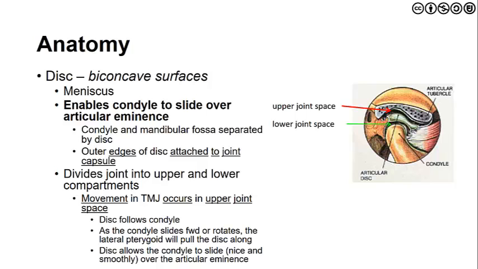The movement then occurs in the upper joint space. Lower joint space, not a whole lot. But the disc is going to follow the condyle. So as you open your mouth, the condyle is going to slide forward and rotate. And the lateral pterygoid, remember the lateral pterygoid, you can see that in this image, it attaches to the capsule and the disc. So the lateral pterygoid is going to pull the disc right along with it. And what that allows is the disc is allowing the condyle to slide over the articular tubercle or eminence in a very nice smooth pattern.